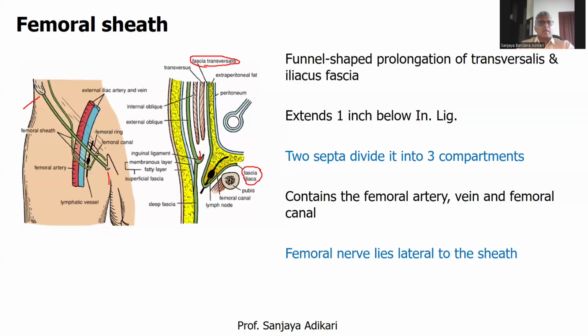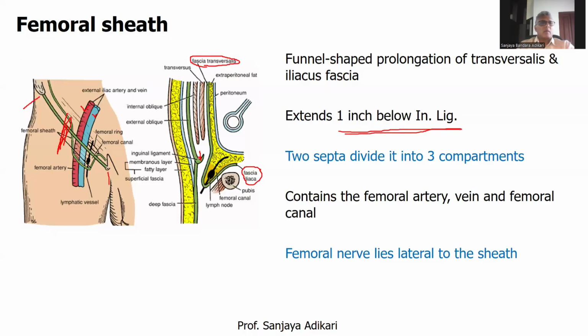It contains the femoral artery, femoral vein, and some lymph nodes and lymphatics, medial to the femoral vein. The femoral nerve is not a content of the femoral sheath. The femoral nerve lies outside the femoral sheath, lateral to it. So that's an important point. The femoral sheath extends about 1 inch below the inguinal ligament into the thigh.